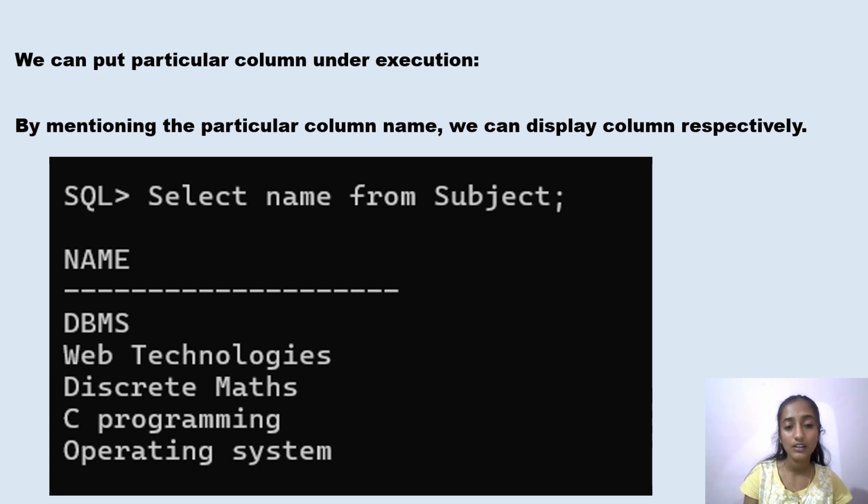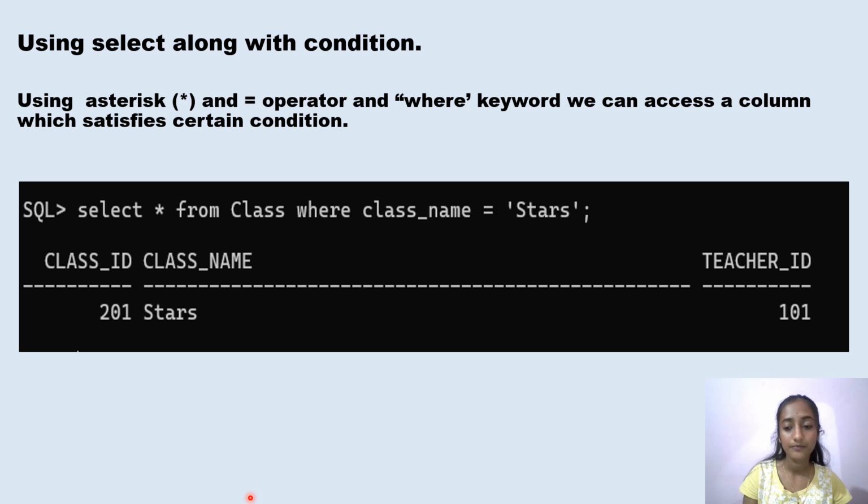Here, I want the name from the subject table. I have written select name from subject table. Using select along with a condition, where the condition is satisfied, that column or record has to be displayed. To perform this operation we have special operators like asterisk, equals, and where, which is a keyword that checks the condition and puts the table under execution.